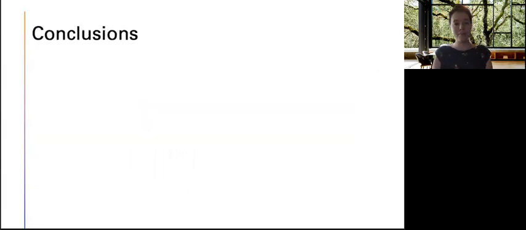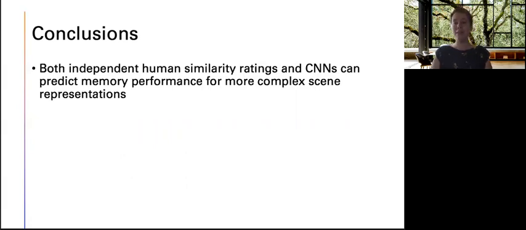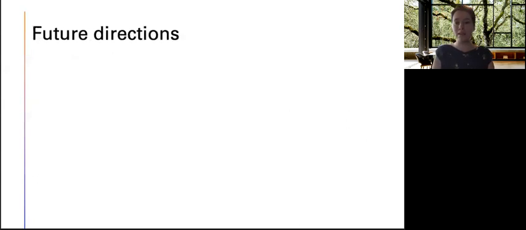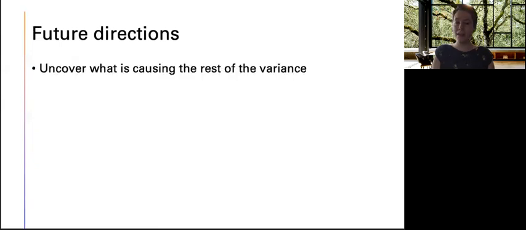In this project, we found that both the CNN and human similarity ratings of a new continuous scene database can predict memory performance. We conclude that the TCC model provides now a straightforward way to quantify similarity in both low-level and high-level domains, and to use that information to accurately predict memory for highly confusable items, with evidence coming from both humans and CNNs. In the future, we'd like to investigate further the underlying cause of the rest of the unexplained variance.